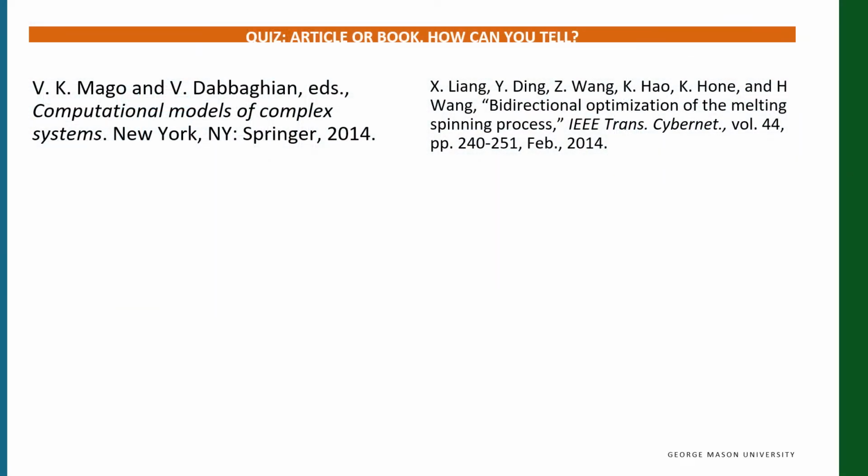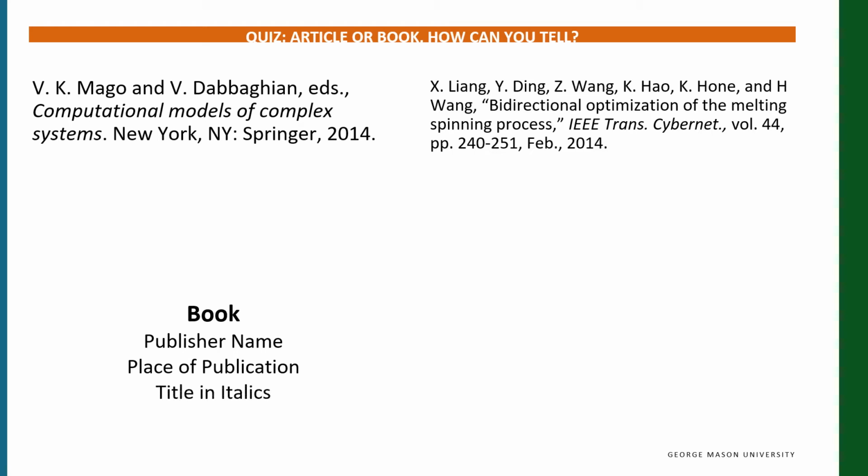How can you tell if a citation is to a book or to an article? Let's test your knowledge. What are the citations on this page? The first citation above is a book. Several clues will tell you this. The first clue is that the publisher name and place of publication are listed. The second clue is that there is only one title and it is italicized.